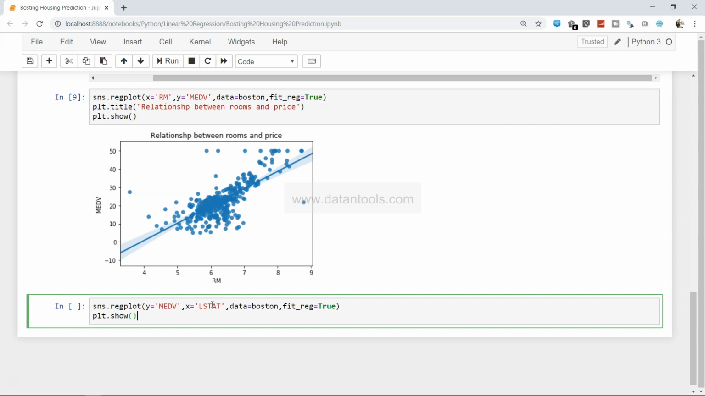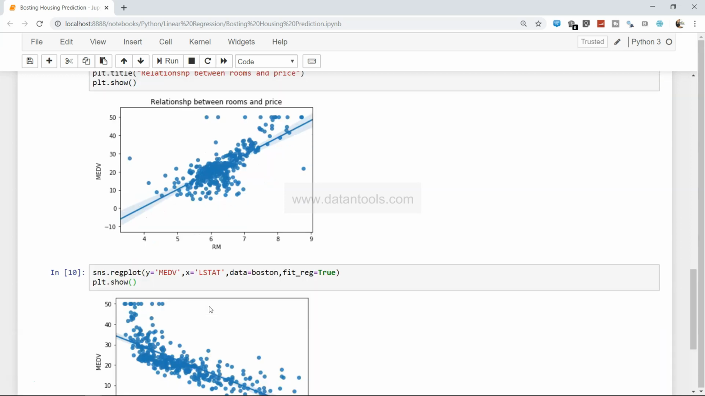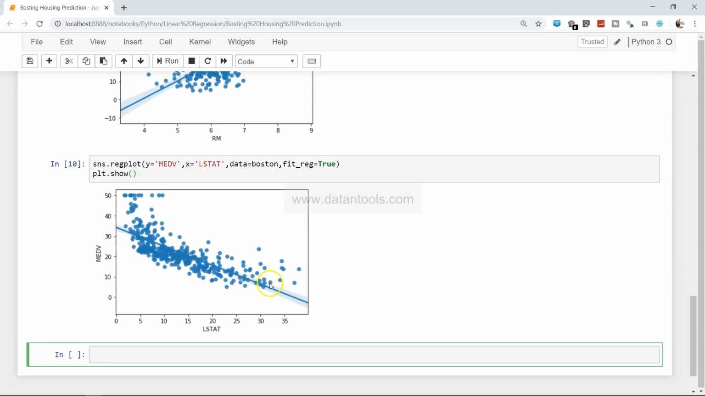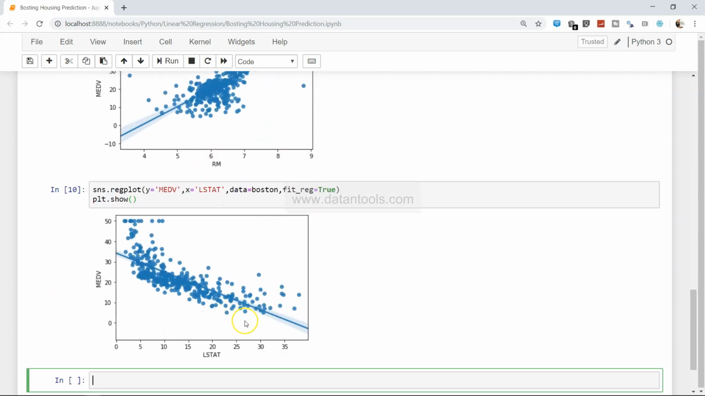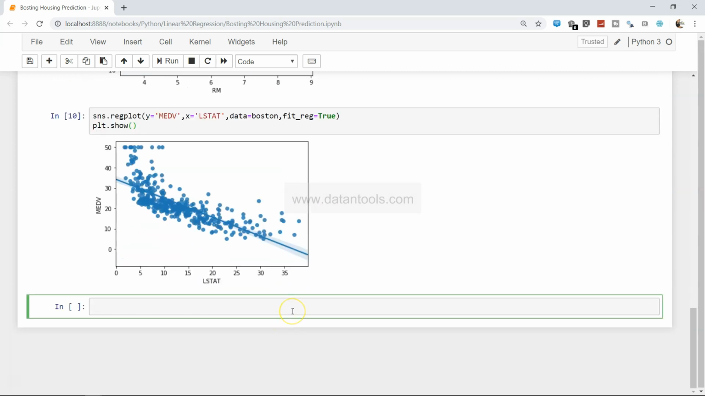And we'll simply say plt.show. You can give any title, for example, relationship between the lower status of population and price. So, as I assumed, the higher the LSTAT column, the lower the value, right? This is pretty basic, because if the number of rooms is increasing, the price will obviously increase. If you have more lower status population, the prices will decrease. That's like a society trend.